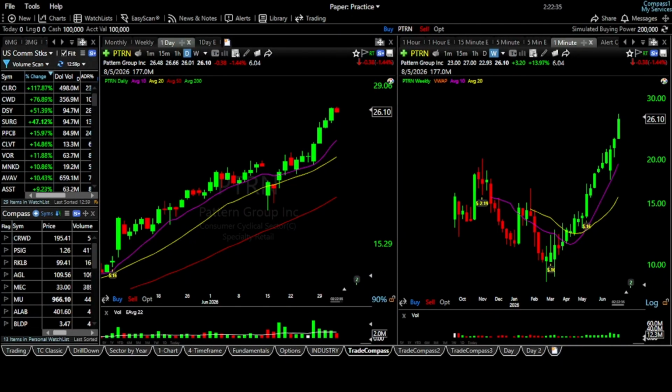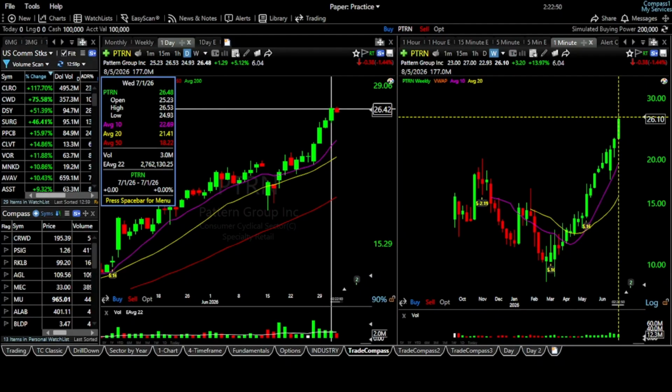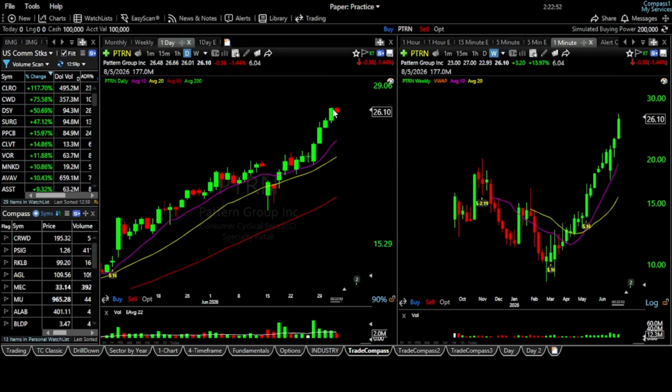How to manage risk for swing traders. So most beginner traders think risk means how much money they put into a trade. For example, if they buy $5,000 worth of PTRN, they think they're risking $5,000. But that's not how trading works.